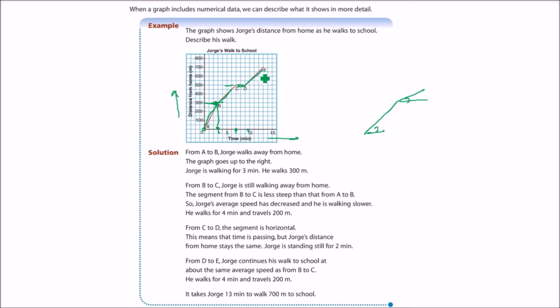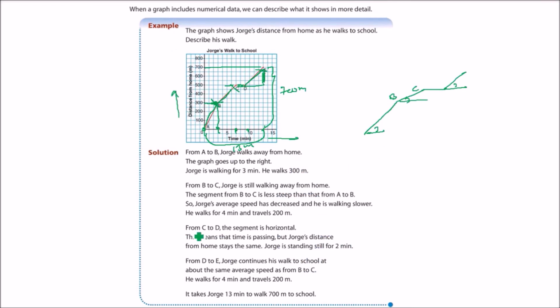From D to E, George continues his walk to school at the same average speed as from B to C. The same angle is there. This angle and this angle are the same. He walks for 4 minutes and again travels from this point to this point, which is 200 meters. So from here to here it takes 13 minutes, and the distance is 700 meters. So he walks 700 meters in 13 minutes in order to reach the school.